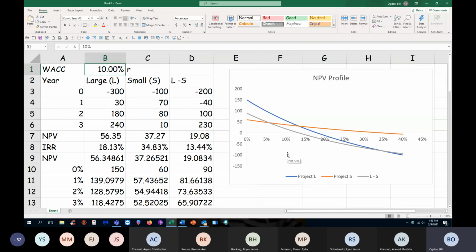Okay, so we have three distinct zones here. We have from 0 discount rate all the way out to where these two cross. That's one specific zone. We have from that point all the way out to 34.83. That's another zone. And then beyond that is the third zone. And we will pick this up on Thursday, and we'll fill in those zones.